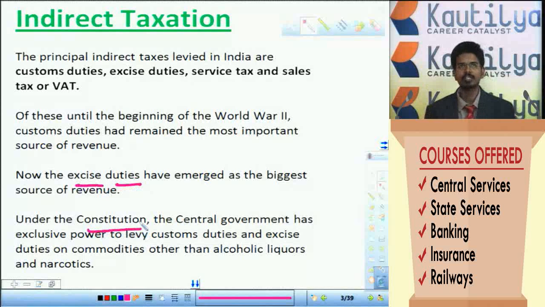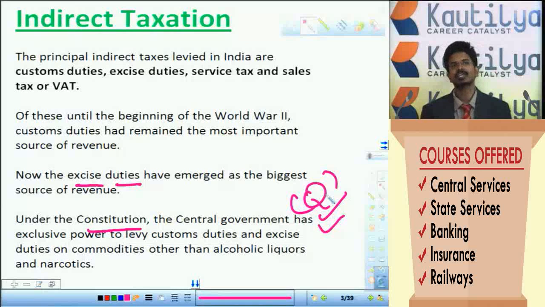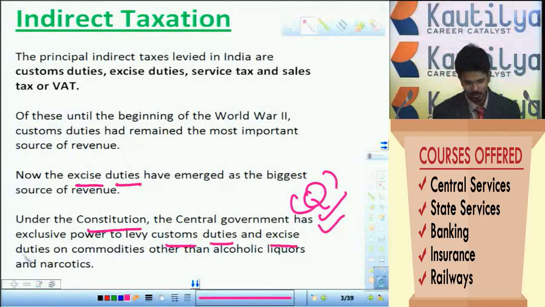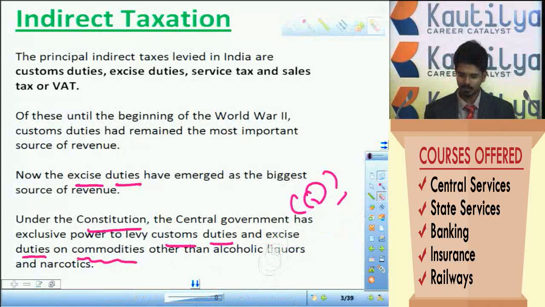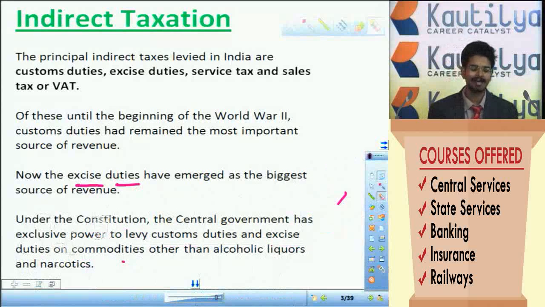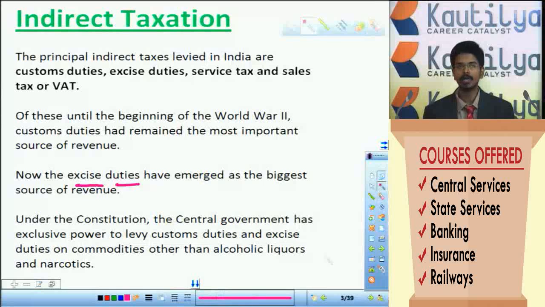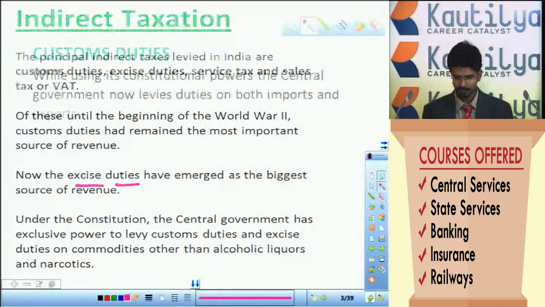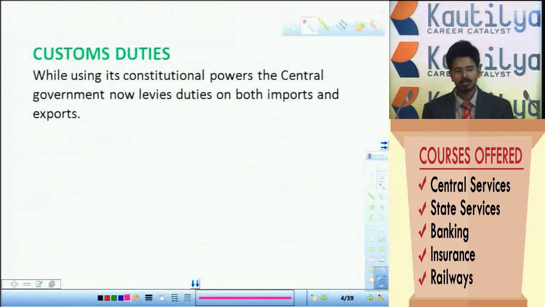Under the Constitution of India, the central government has exclusive power. Please remember this, you can have a question over here. Under the Constitution of India, the central government or the union government has exclusive power to levy customs duties and excise duties on commodities other than alcoholic liquors and narcotics. On alcoholic liquors and narcotics, even the state governments can levy excise duties. So, a brief understanding about customs duties.